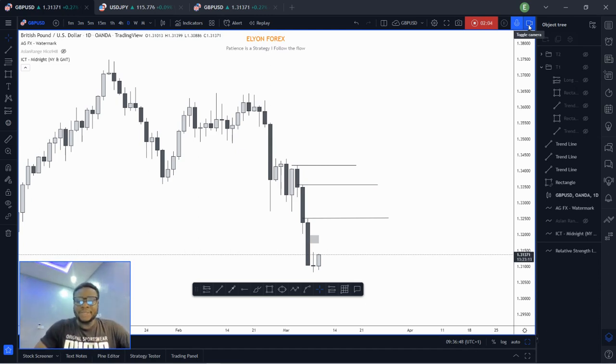So let me show you how I was able to get a 1 to 10 risk to reward ratio on a counter trend trade on GBP USD yesterday.